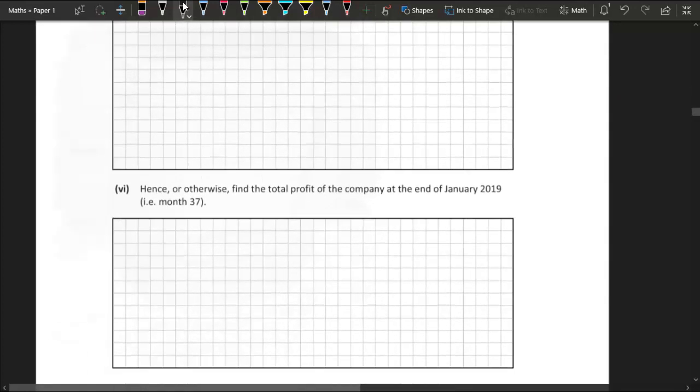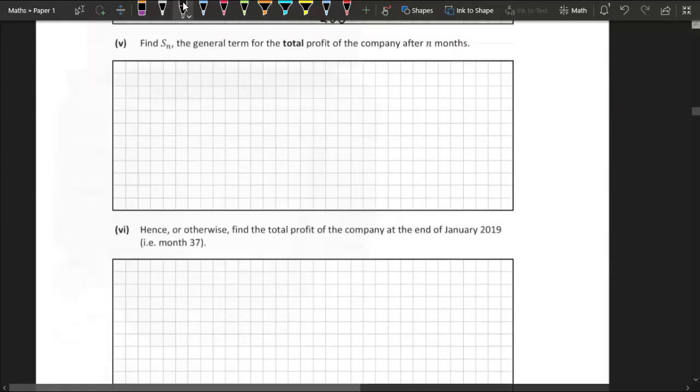Okay, part 5. Find Sn, the general term for the total profit of the company after n months. Sn, even before you read the rest of the question or think about profit, write down the Sn formula. So Sn formula is n over 2, again it's in your maths tables, n over 2 into 2a plus n minus 1 times d.